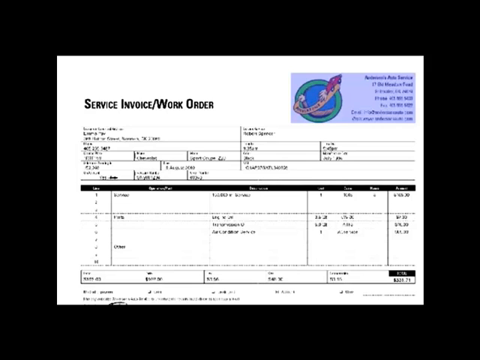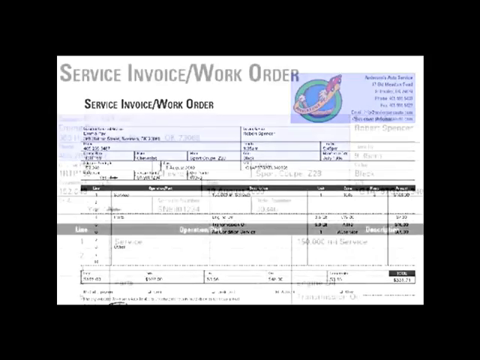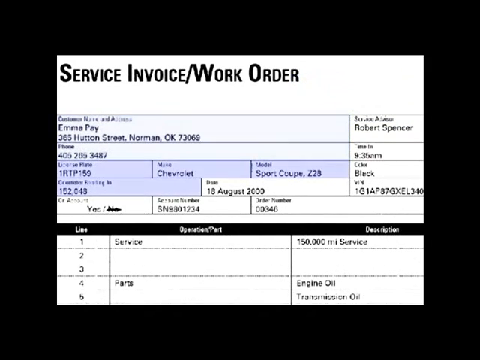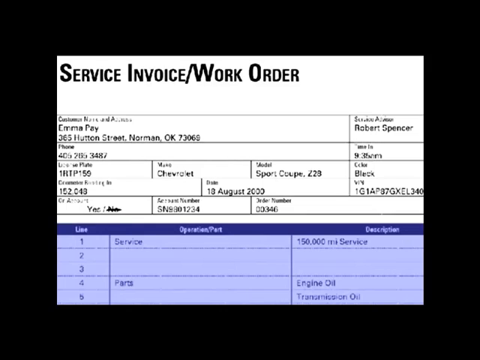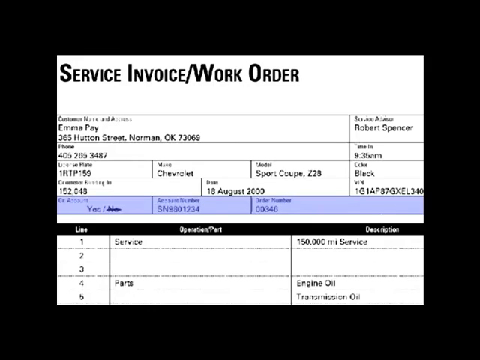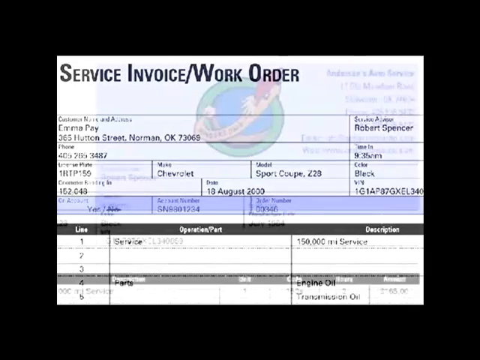To make sure that everyone understands clearly about what's involved, a service invoice or work order should contain information about our company or service providers, our customer, their vehicle, the service operations, and parts requirements. Some service invoices or work orders also contain accounting information, so that they can be used as invoices.